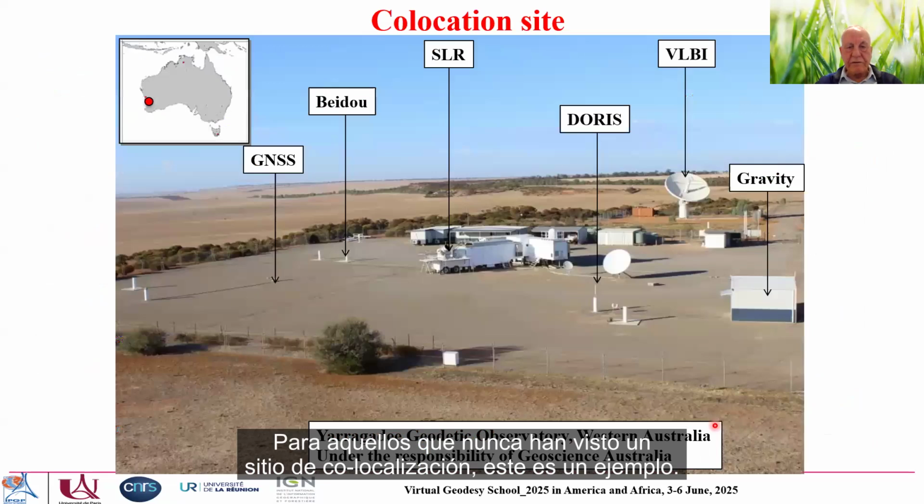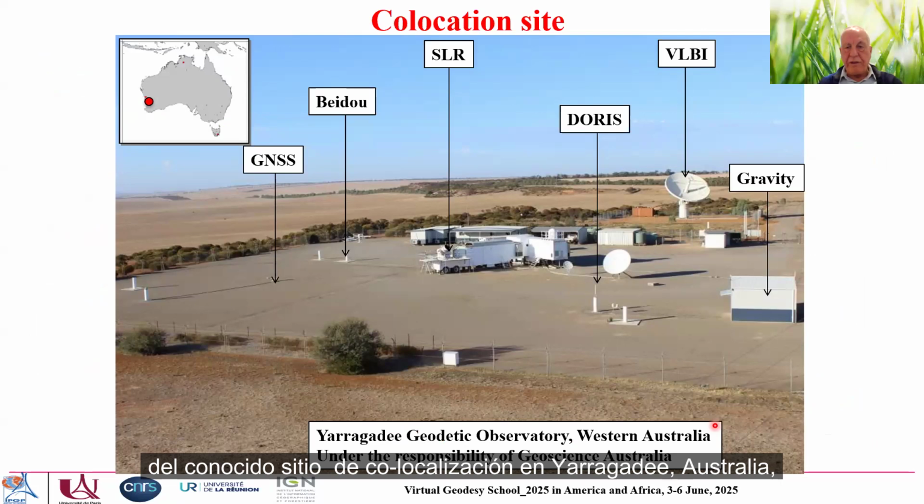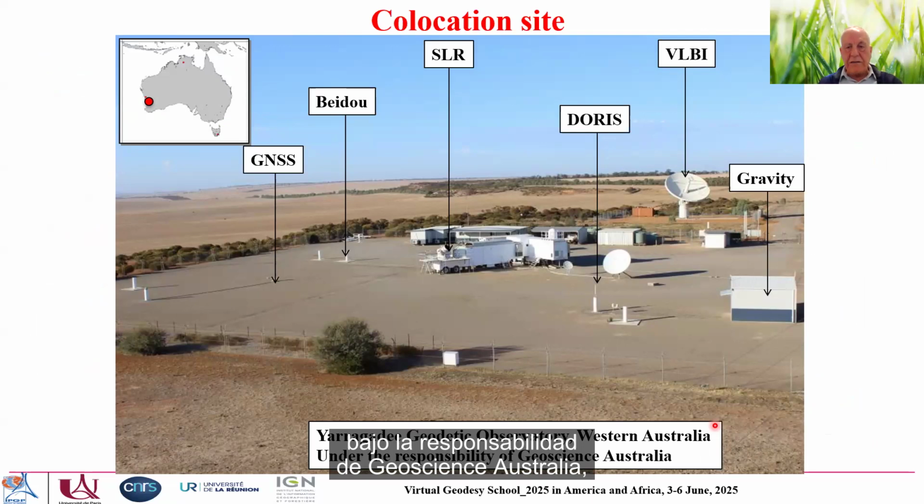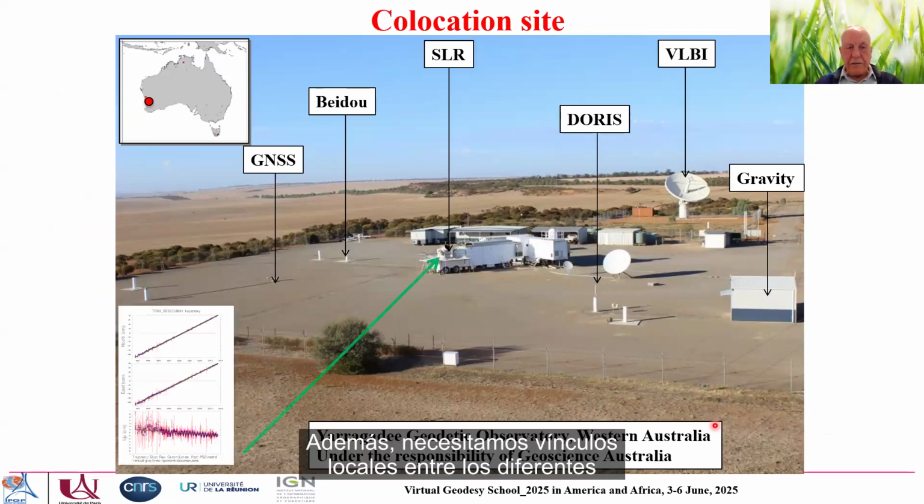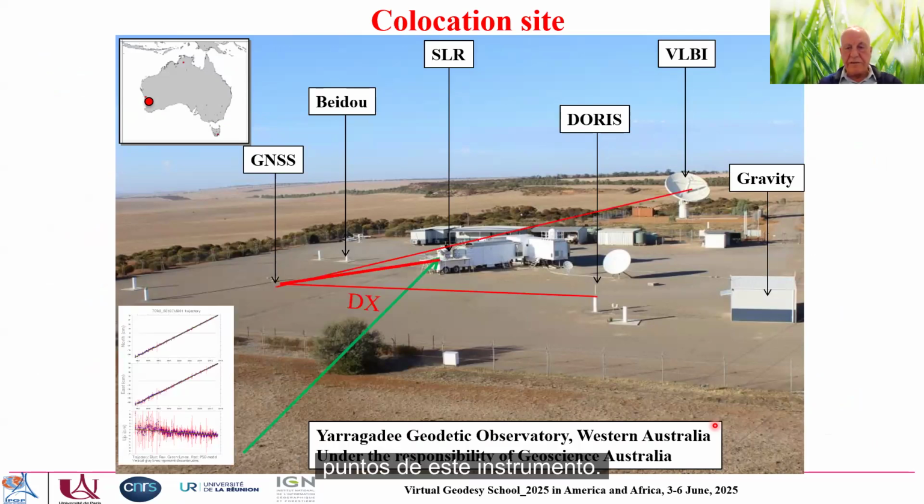And for those who never saw any collocation site, this is the example of the well-known collocation site at Yarragadee in Australia, under the responsibility of Geoscience Australia, where we can see the 4 techniques that are operating at that site. In addition, we need local ties between the different reference points of these instruments. These are needed, of course, to build the ITRF and to be able to connect the 3 techniques together.